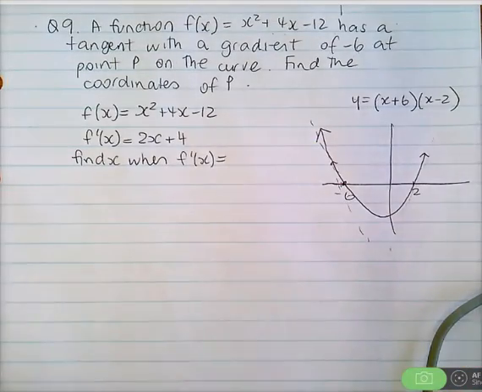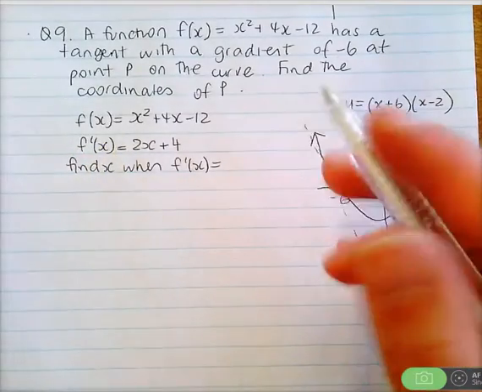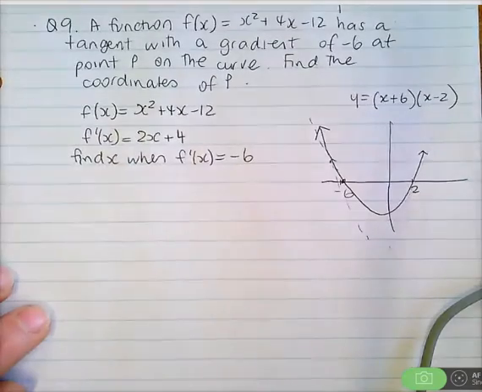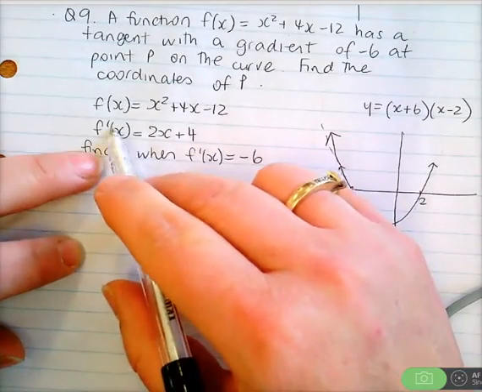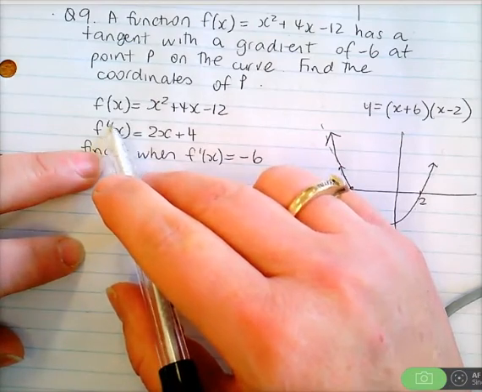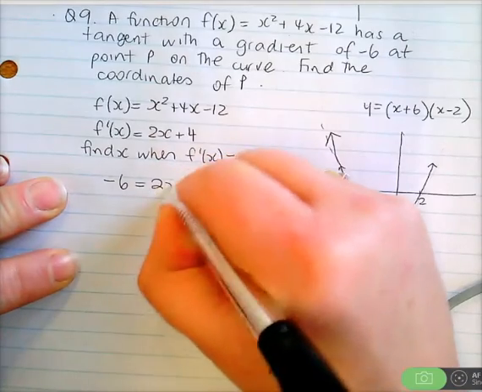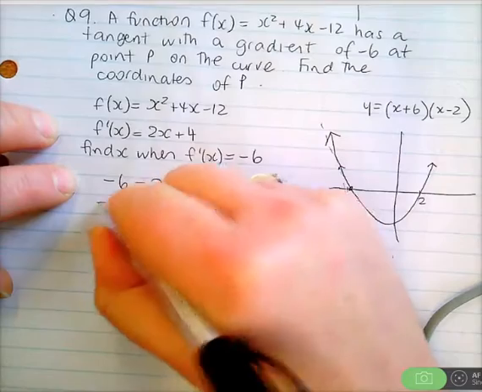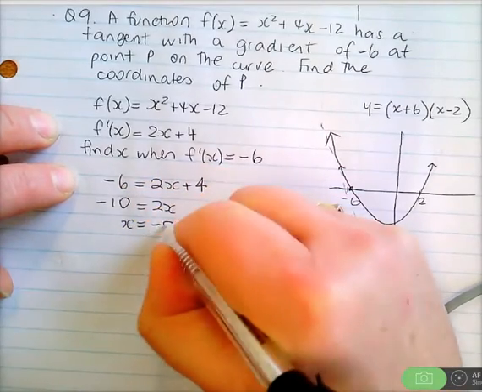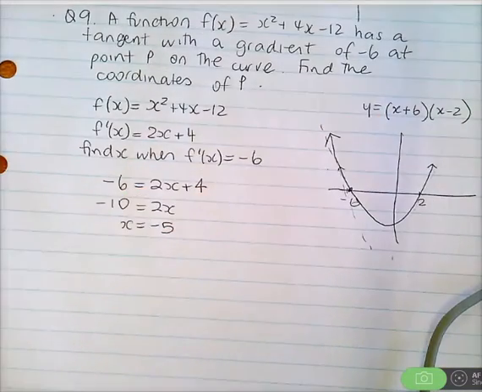See, we're told that the gradient of the tangent at a particular point is negative 6. So gradient of tangent is the f dashed x. We're told that the f dashed x is negative 6. You have to sub negative 6 into the f dashed x here. All right, so we go negative 6 equals 2x plus 4. So 2x is negative 10. So x is negative 5. So it's actually down here somewhere. I obviously haven't drawn it very well.